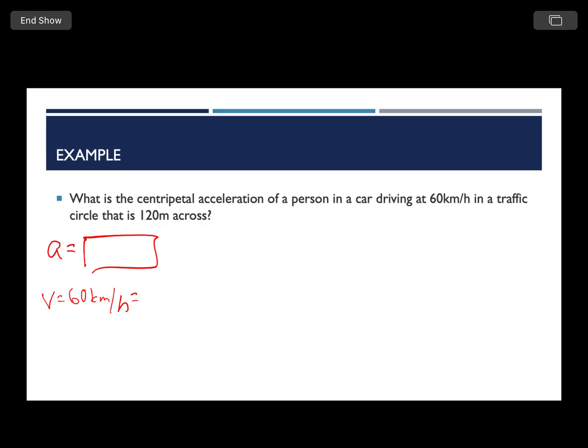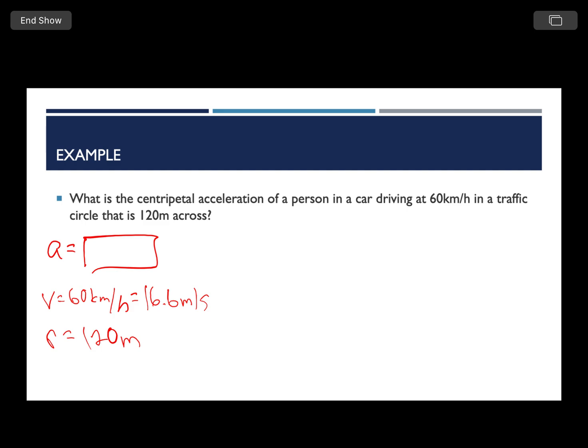Okay, a quick conversion there will mean that the speed has become 16.6 meters per second. And then my radius is going to be 120 meters. So it's super important that we've got our speed in meters per second. So if you remember, you're just dividing by 3.6.